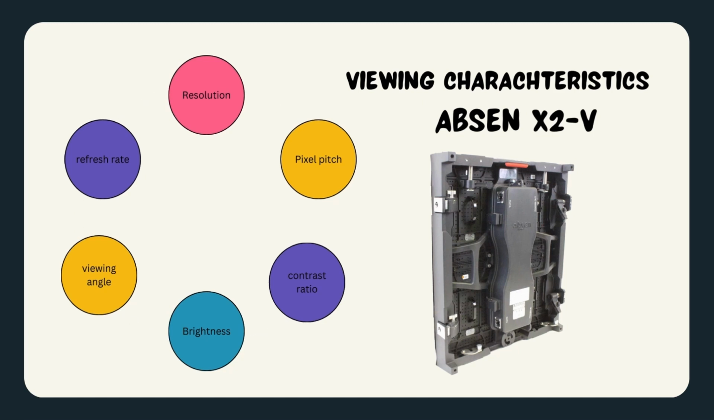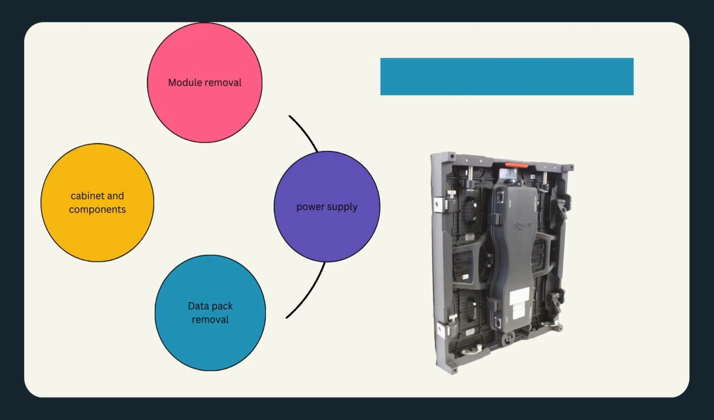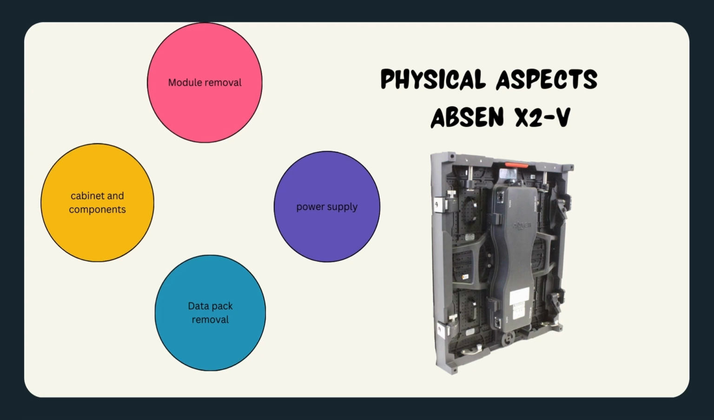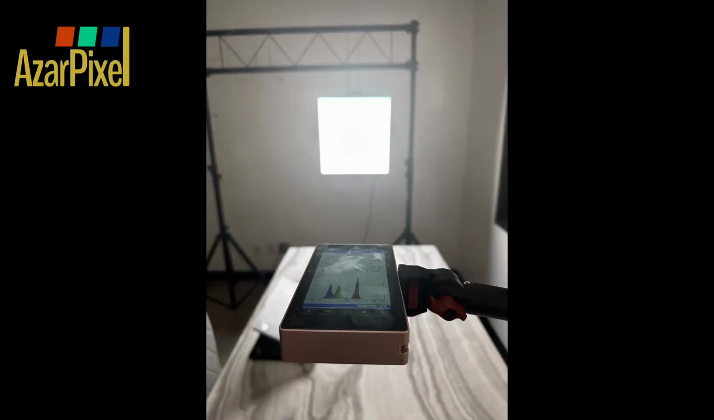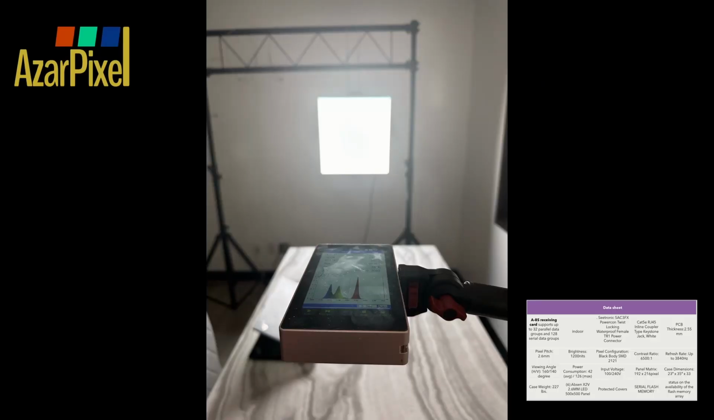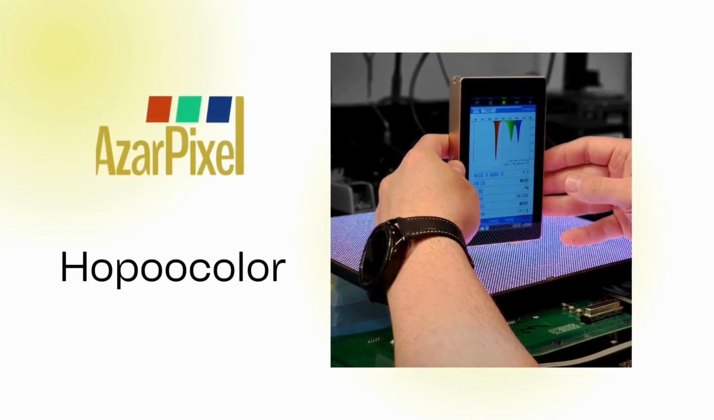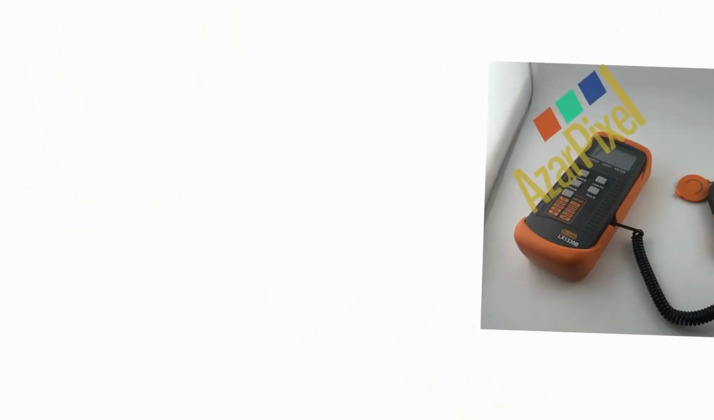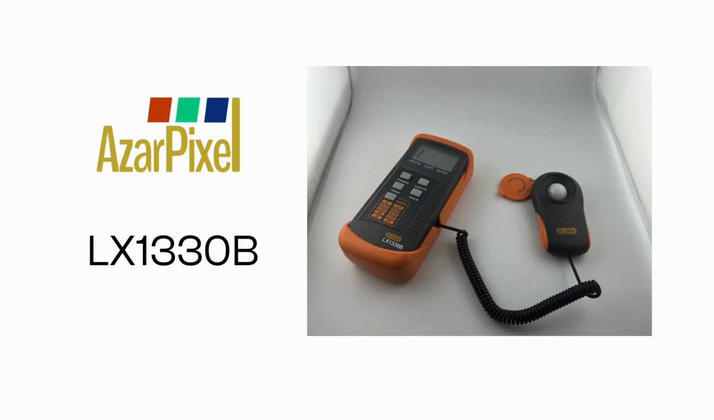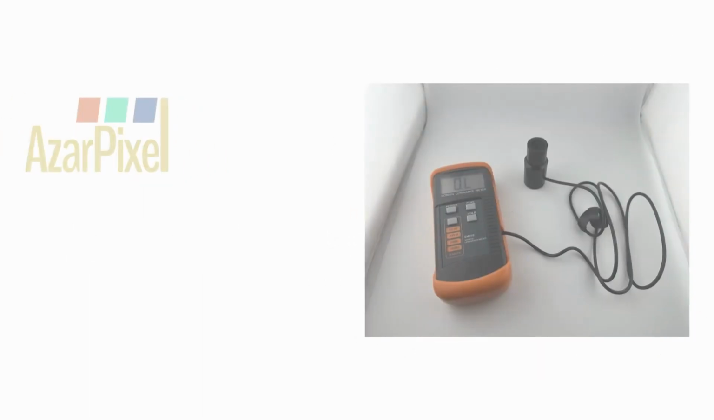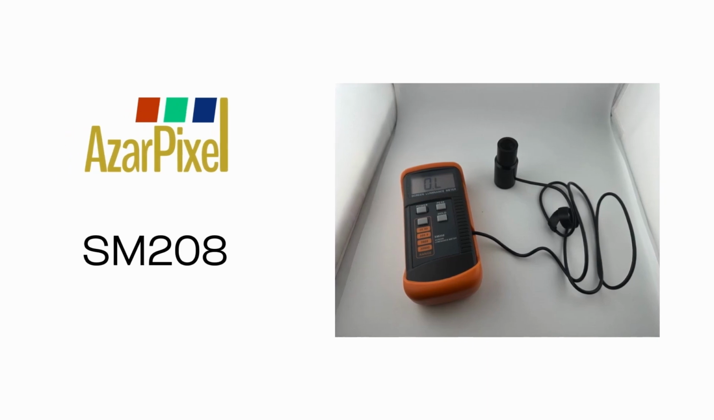We will continue by looking at the viewing angle and finally the refresh rate. After that, we will check the physical aspects. We start with module removal, followed by power supply replacement, and finally data pack removal and connectivity between the cabinet and electronic components. We're going to validate the X2V features on Absen's datasheet in our test lab with high-quality, calibrated testing equipment such as popular measurement tools like Hoppecke's Lux Meter, OHSP 350 and LX13-30B, and M&A Instrument Screen Luminance Meter, SM 208.